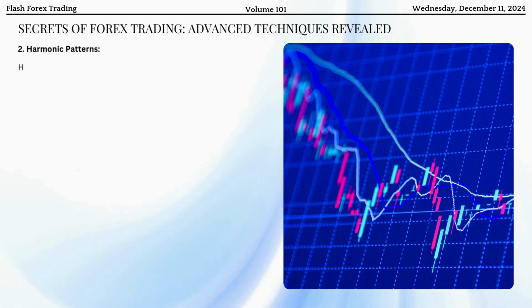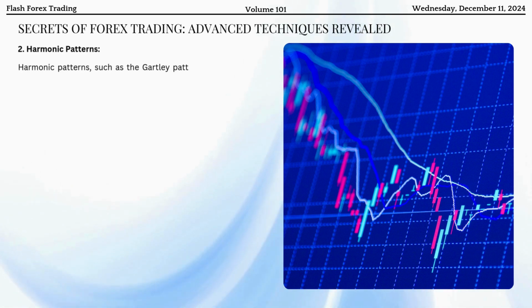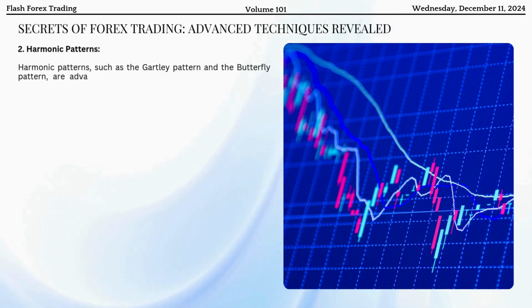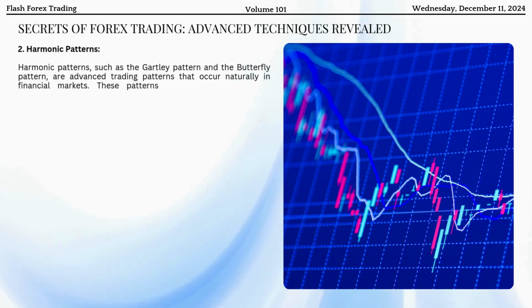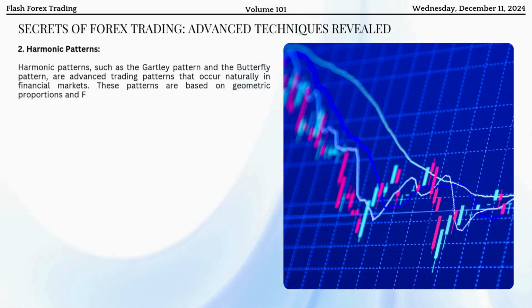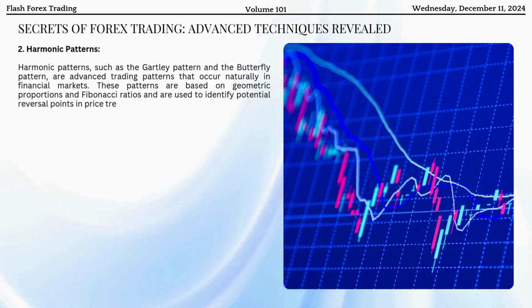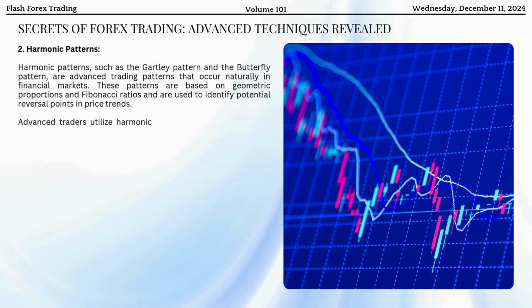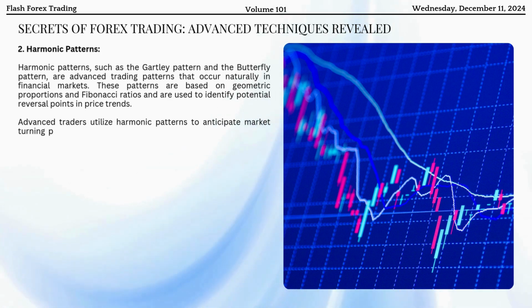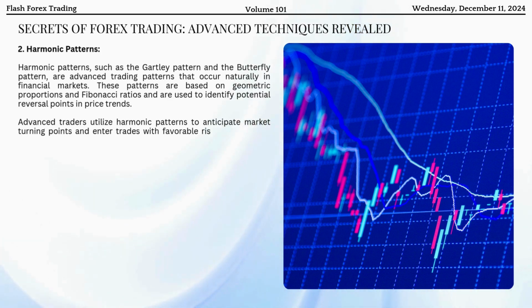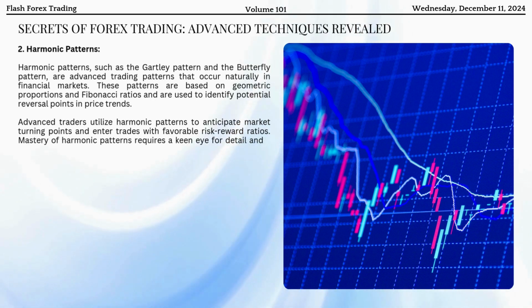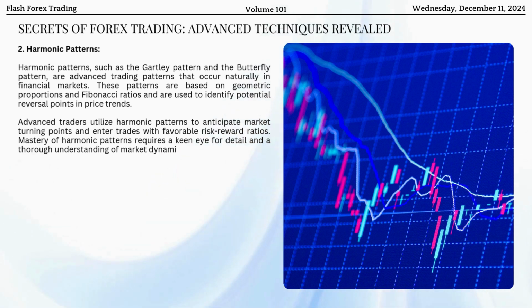2. Harmonic patterns. Harmonic patterns such as the Gartley pattern and the butterfly pattern are advanced trading patterns that occur naturally in financial markets. These patterns are based on geometric proportions and Fibonacci ratios and are used to identify potential reversal points and price trends. Advanced traders utilize harmonic patterns to anticipate market turning points and enter trades with favorable risk-reward ratios. Mastery of harmonic patterns requires a keen eye for detail and a thorough understanding of market dynamics.